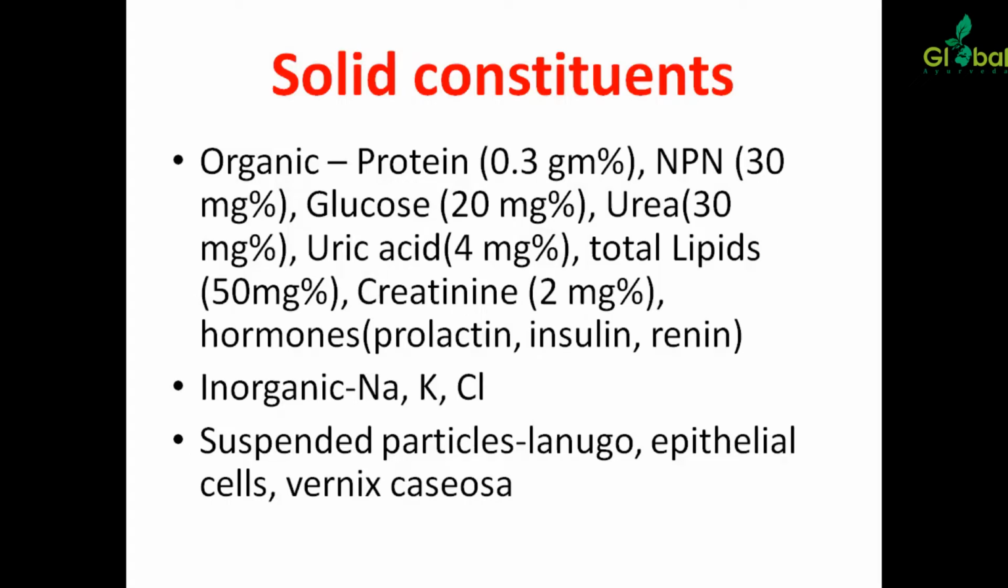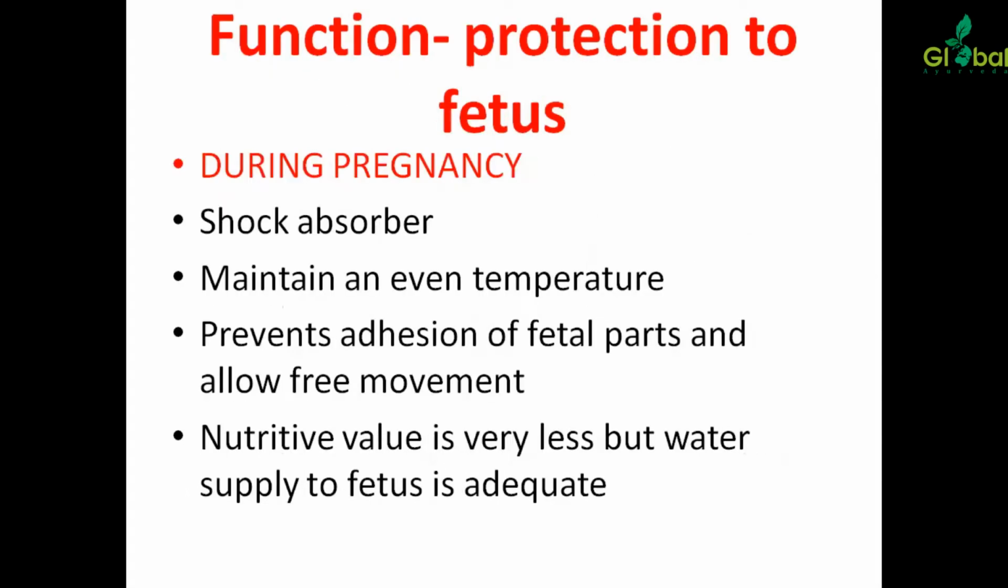And there are also suspended particles such as lanugo, epithelial cells, and various gases. The function of amniotic fluid is to give protection to the fetus. During pregnancy, it acts as a shock absorber, maintains an even temperature, prevents attachment of the fetal parts, and allows free movement. Nutritive values vary less, but water supply to the fetus is adequate.